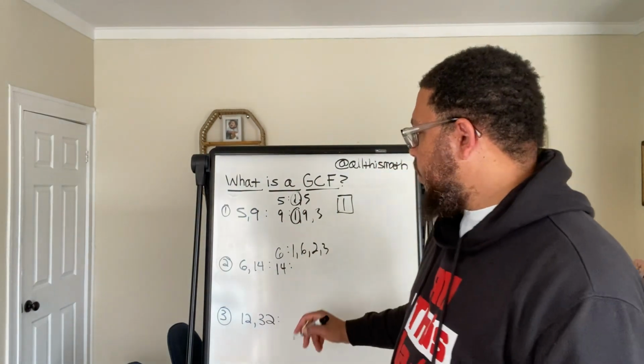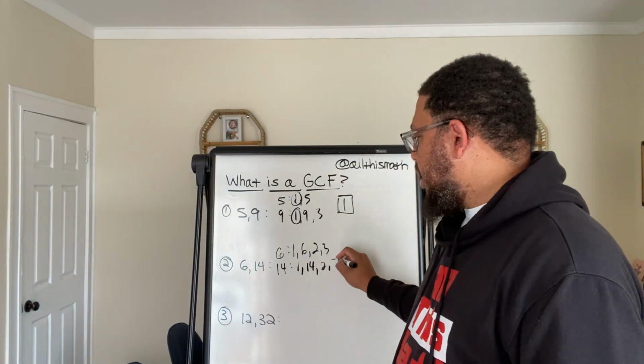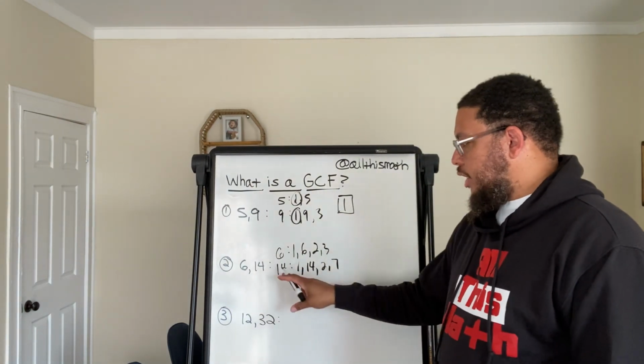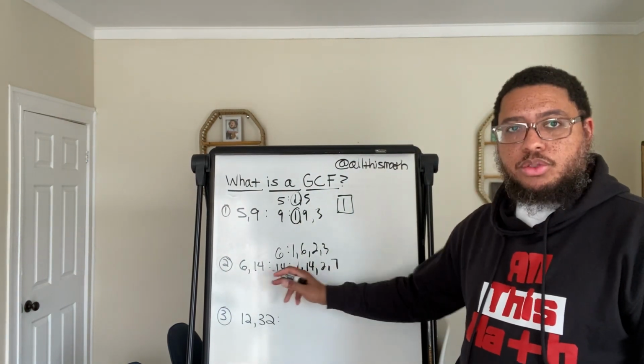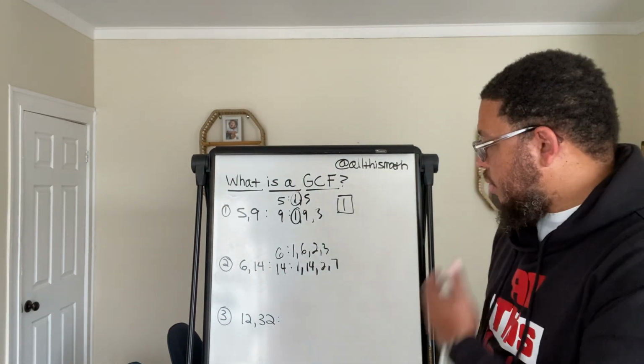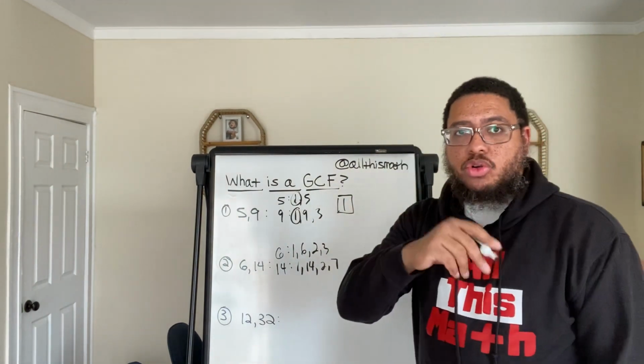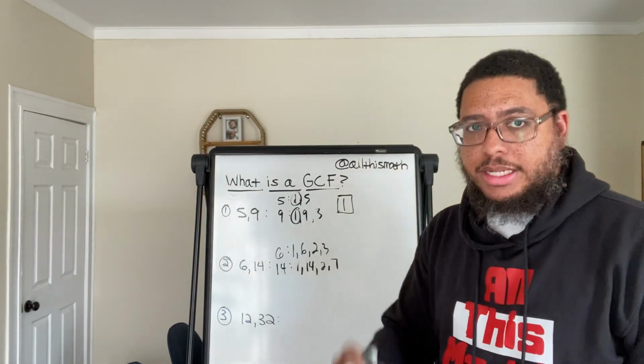All right. Now, 14, we have 1 and 14. And we have 2 and 7. Because 1 times 14 equals 14, and 2 times 7 equals 14. So 14 also has 4 factors. Now, what do I do now? The C stands for common. I'm going to circle all the numbers that are in both lists.